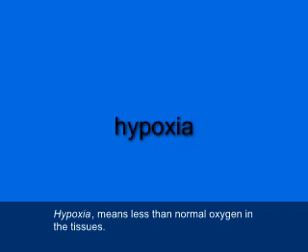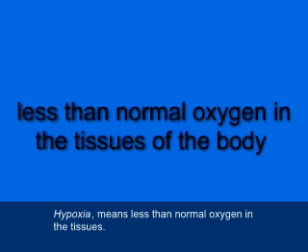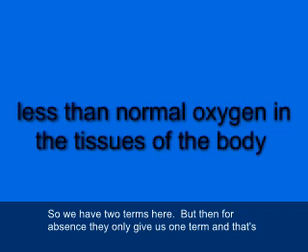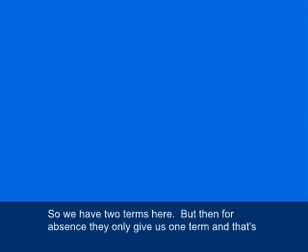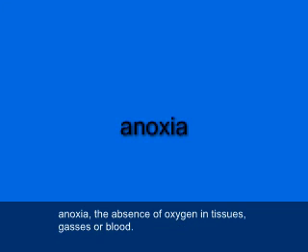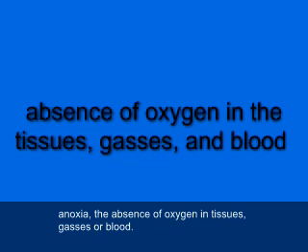And hypoxia, H-Y-P-O-X-I-A, means less than normal oxygen in the tissue. So we have two terms there. But then for absence, they only give us one term, that's anoxia, the absence of oxygen in tissues, gases, or blood.